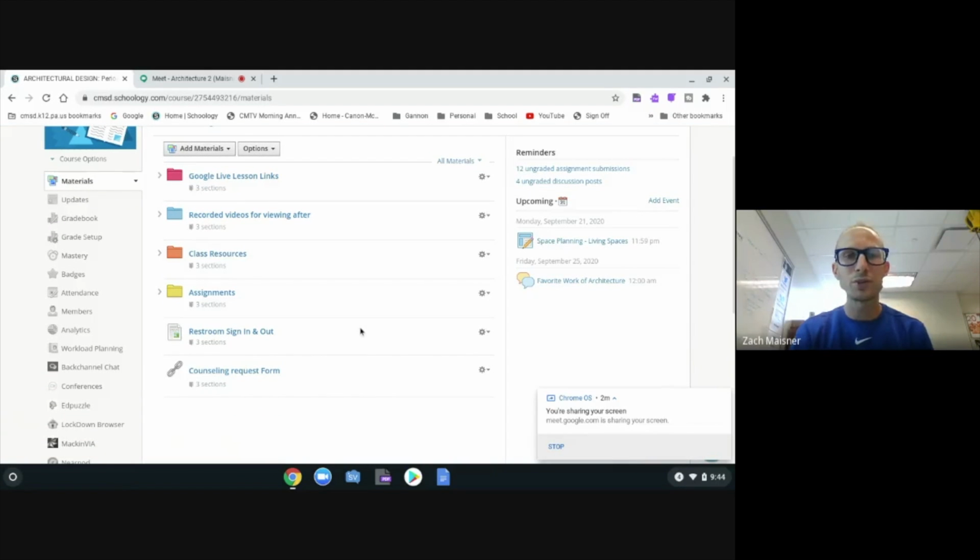The Restroom Sign in and out page, self-explanatory. Students can now sign in and out. I'm sure you've heard this already. Instead of signing out on a pencil and paper, they could sign out there. And then a counselor request form.